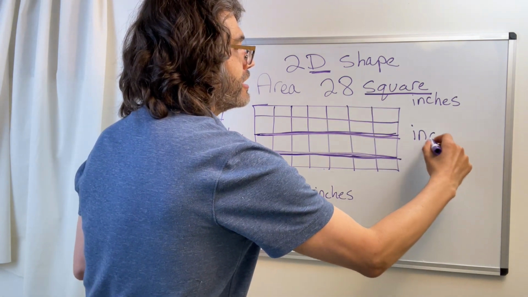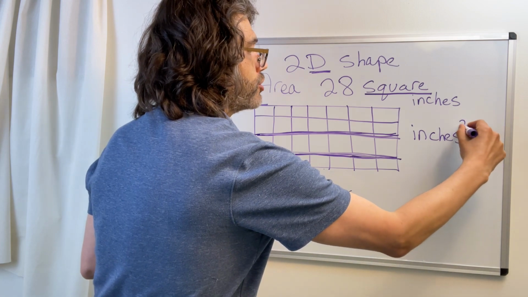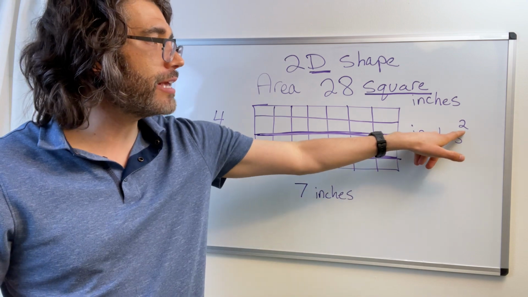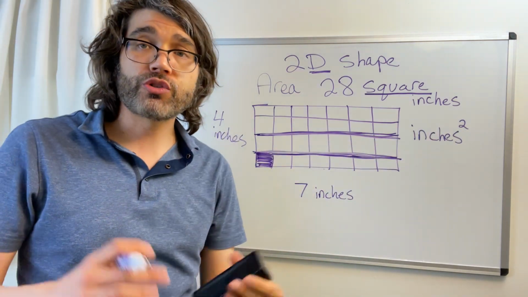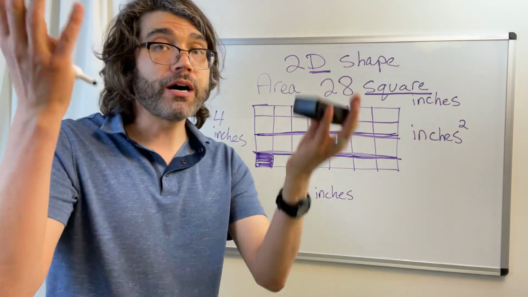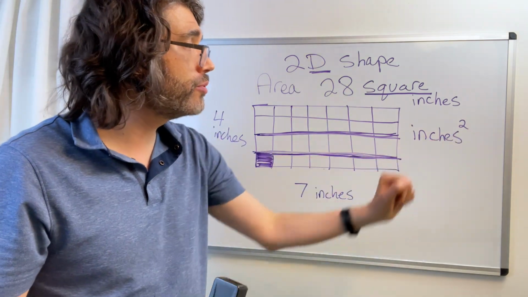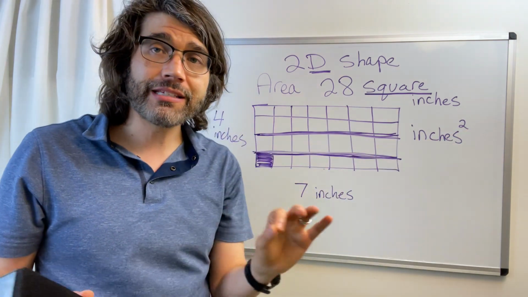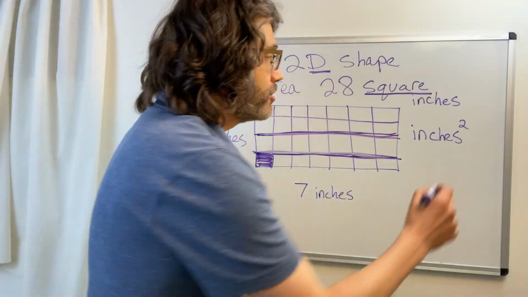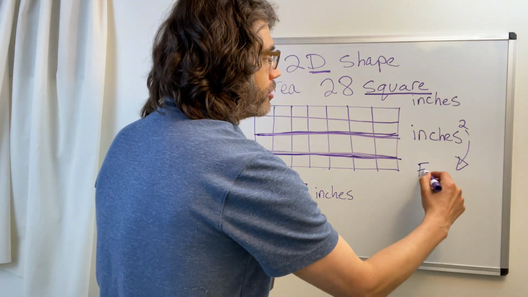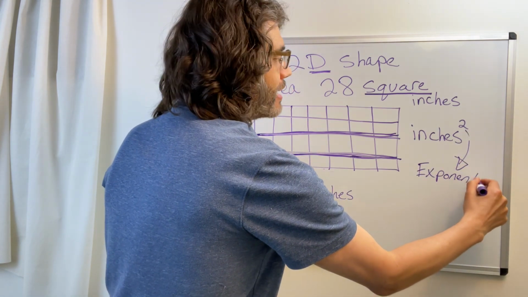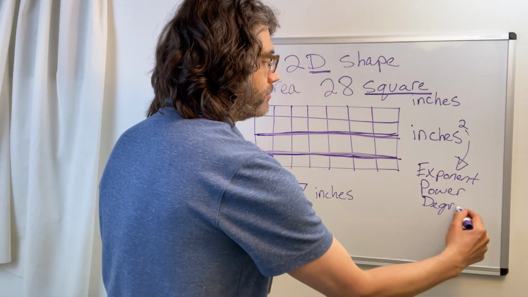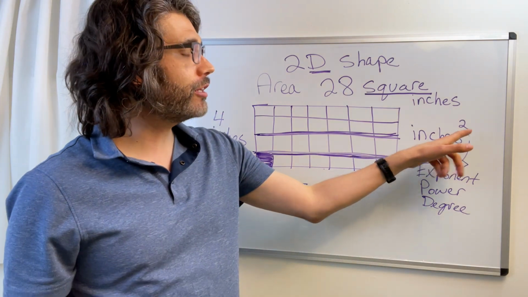sometimes you'll see a little two above the inches. This is called a superscript. Script means to write, super means above. So this superscript 2 means squared. It's a superscript that in this case is also an exponent. So this 2 you could call an exponent. There's lots of names for it. You can say a power, even degree, but we're just going to call it squared.